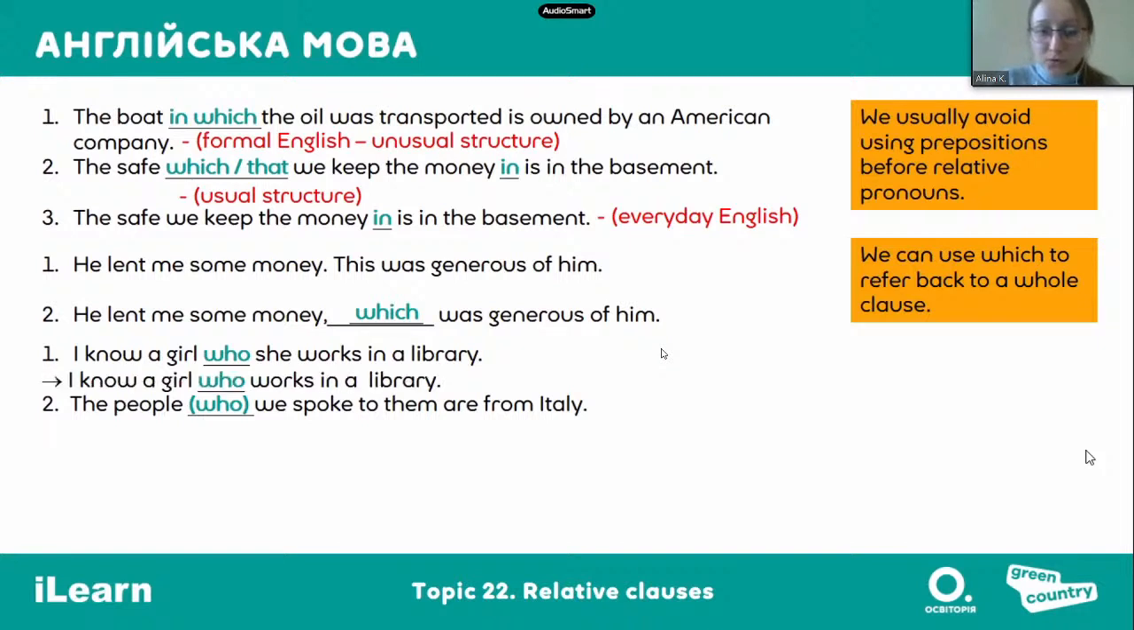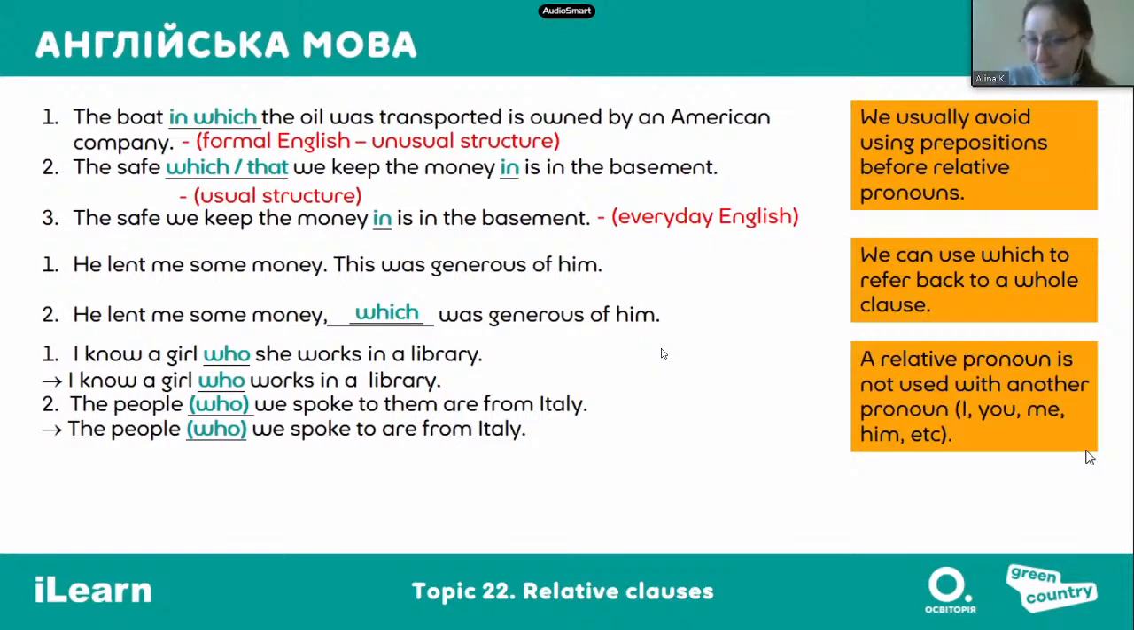Actually, they are both not correct, because remember that we cannot use another pronoun if we have a relative pronoun like which or who or that. So we can say, I know a girl who works in a library. So who means she, so there is no need to repeat she again. And in the second example, who equals them, so we don't need to use them again. That's right. So if we have a relative pronoun, we don't use any other pronoun in this clause.